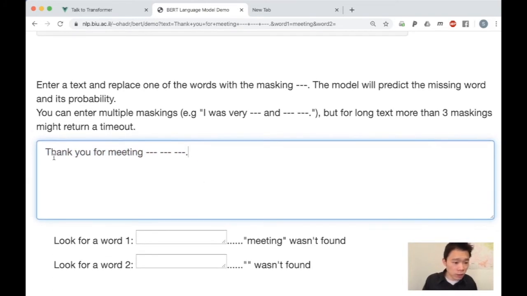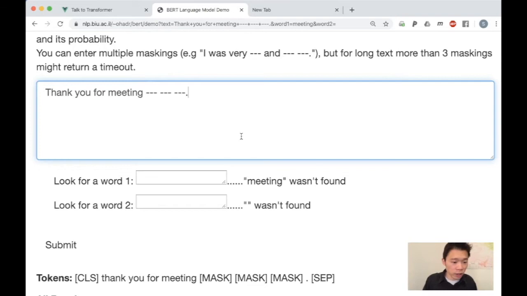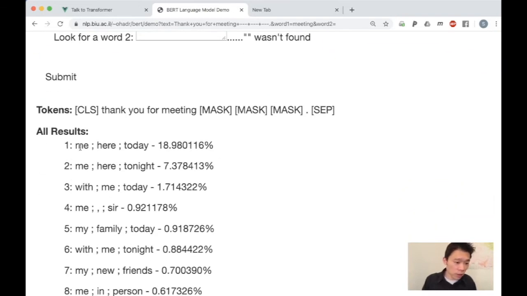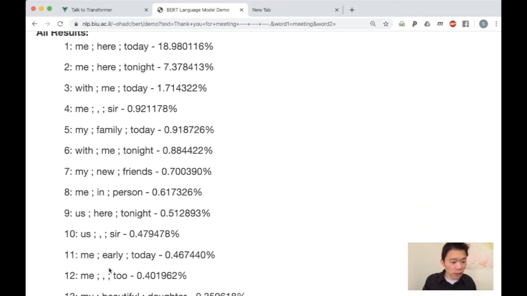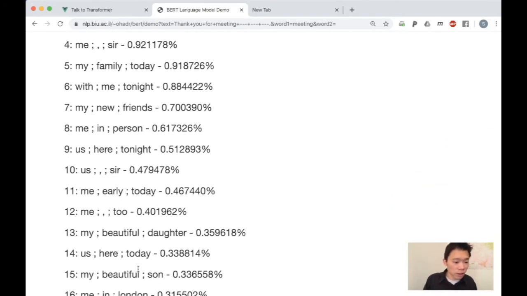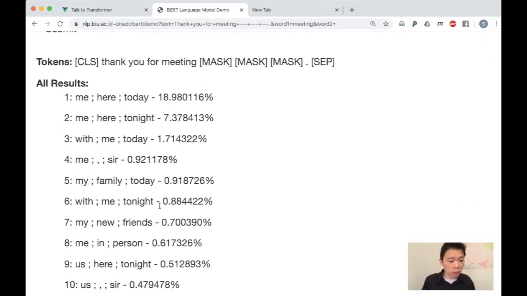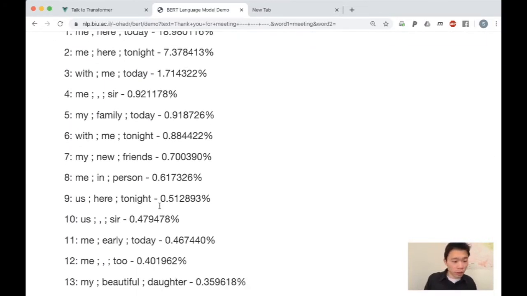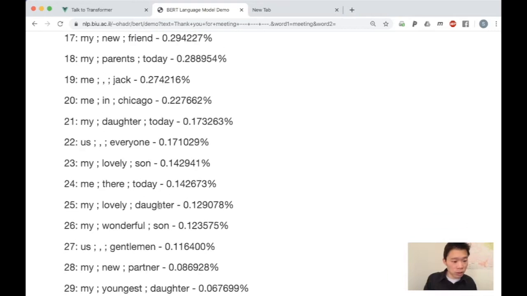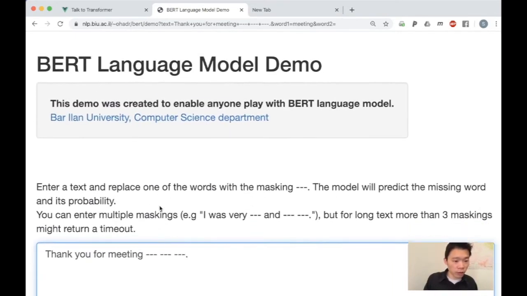So here I have it set up: "Thank you for meeting blank, blank, blank." And it says, "Thank you for meeting me here today." "Thank you for meeting with me today." "Thank you for meeting me, sir." "Thank you for meeting us here today." These are all probable, very likely possible completions of that phrase.